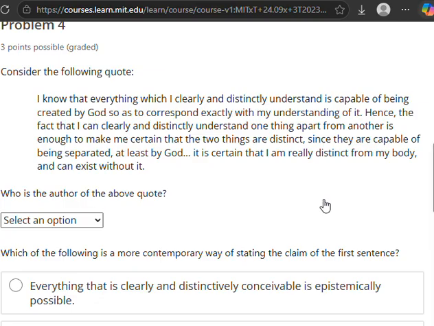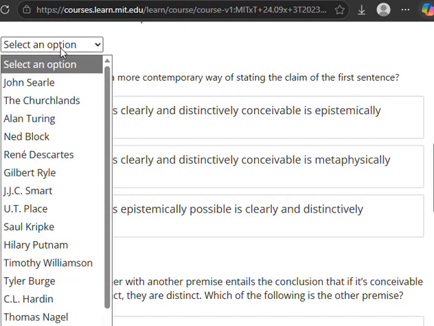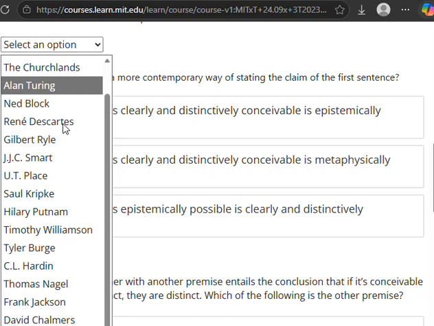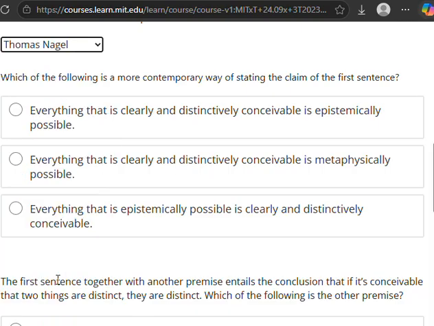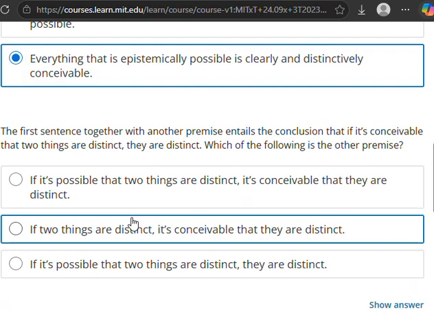I know that everything which I clearly and distinctly understand is capable of being created by God so as to correspond exactly with my understanding of it. Everything that is clearly and distinctly conceivable is epistemically possible. Everything that is clearly conceivable is metaphysically possible. Maybe this one.